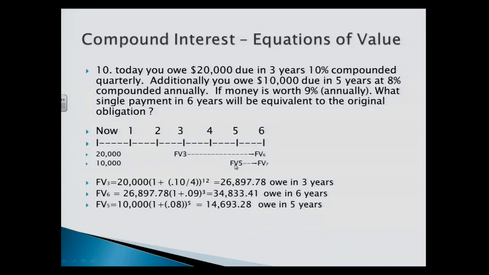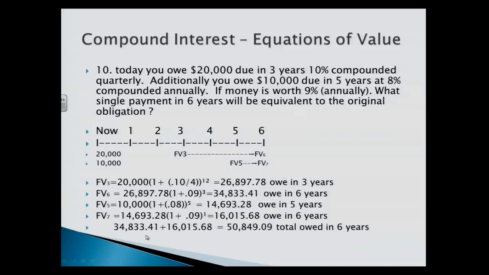Now let's look at the $10,000. I have $10,000 in 5 years. I need to pay back $14,693.28. But I know I'm not going to have the money. I want to pay it off in the 6th year when I sell the business. So I find a future value for 1 more year is $16,015.68. I combine these two debts. So on the 6th year, I can pay it off for $50,849.09.